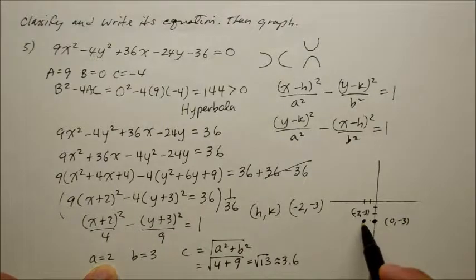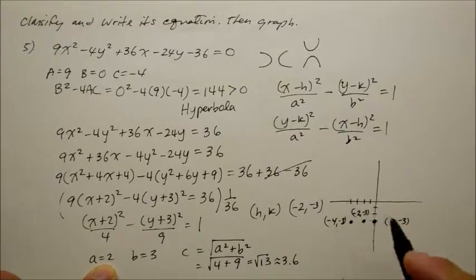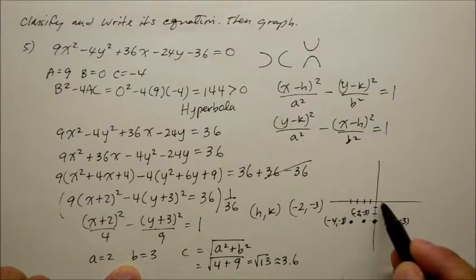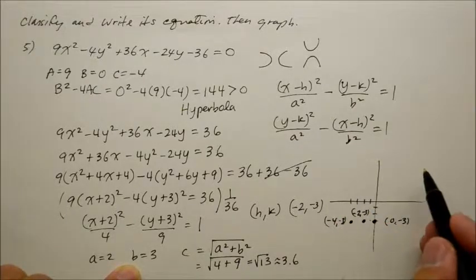And 2 units to the left of that, 1, 2. So what's the coordinate for that one? It's negative 4 and negative 3. And how about the co-vertices? Well, it's not a co-vertex, but what's the b value? That's going to allow us to draw a rectangle, which will help us identify the asymptotal lines so that we can draw the hyperbola.